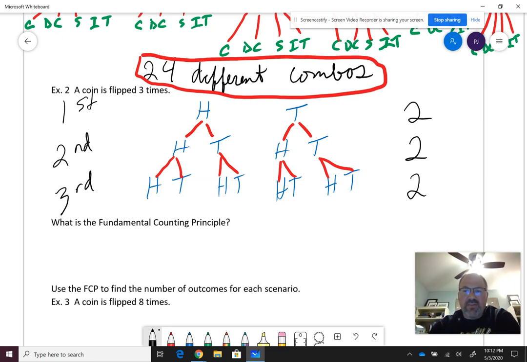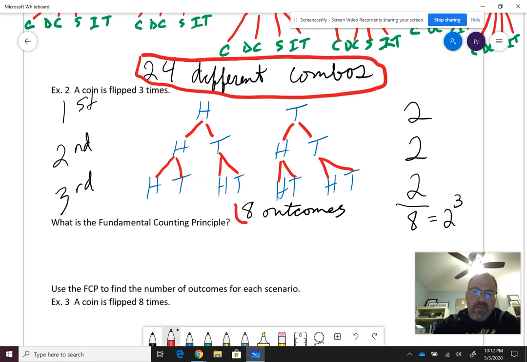All right, now if I took these numbers and multiplied them together, what am I going to get? What's 2 times 2 times 2? That equals 8, which is the same thing as 2 to the third power. Well, let's count this out. What do I get here? 1, 2, 3, 4, 5, 6, 7, 8. There are 8 outcomes. Okay, so again, more than one way to come to the solution here.